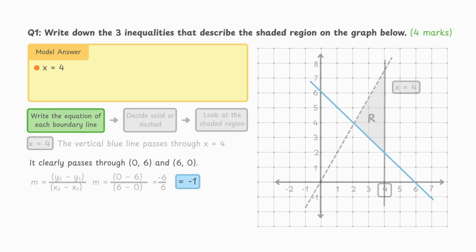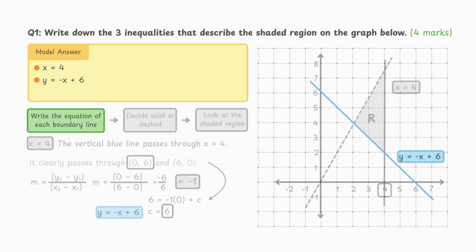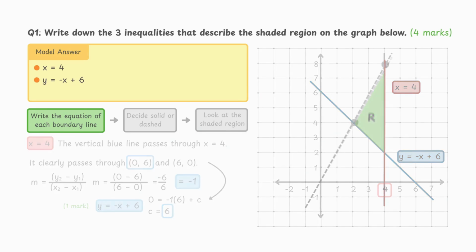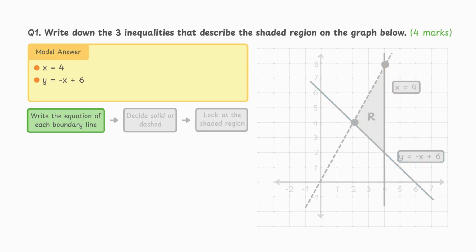Now use the form y equals mx plus c. Substitute one of the points, for example (0, 6). 6 equals negative 1 multiplied by 0 plus c, so c equals 6. So the equation of this line is y equals negative x plus 6. At this stage, we have identified the boundary lines shown so far. In the next step, we will decide whether they are solid or dashed, and then use the shaded region to form the inequalities. Now let's continue, focusing on the final boundary line.